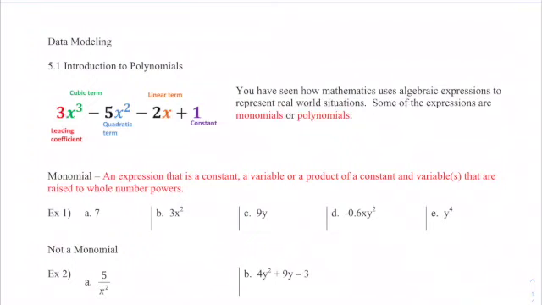Hi everyone, today's objective is just to introduce polynomials. If we start looking at the left hand side, the very first thing is color-coded: x to the third power. That's going to be a cube term, because it's x to the third power. And your leading coefficient in this case is 3. That's the very first term.